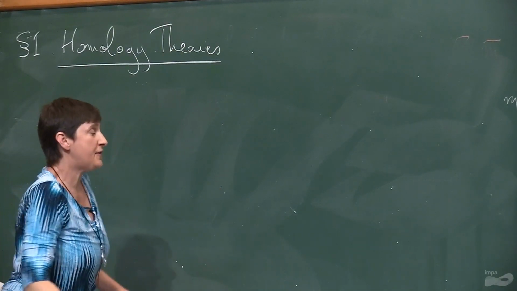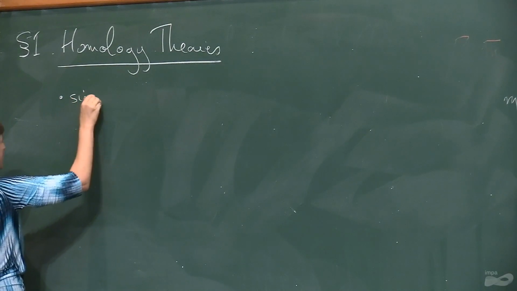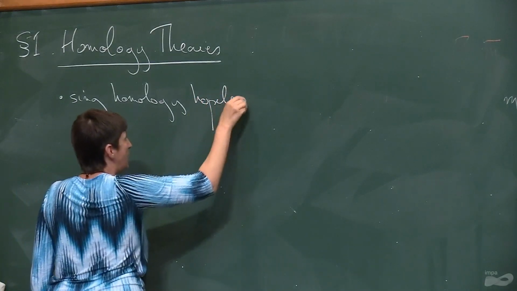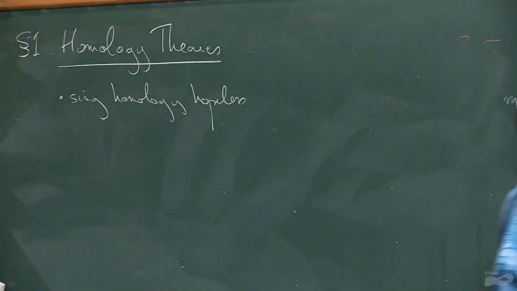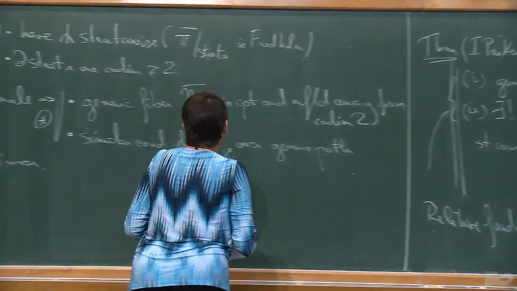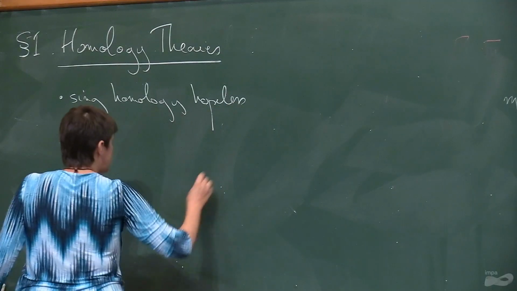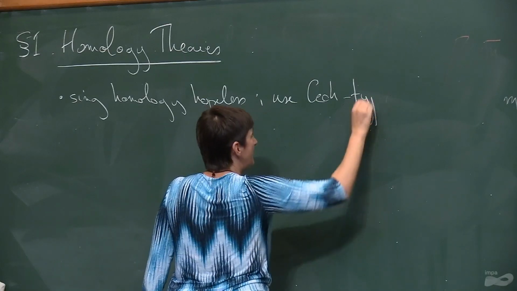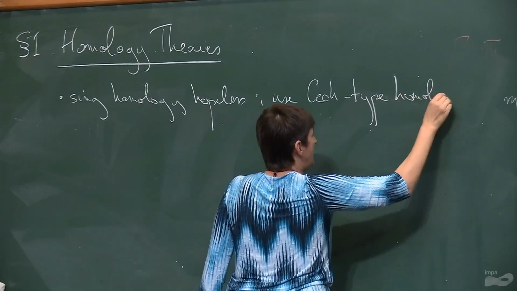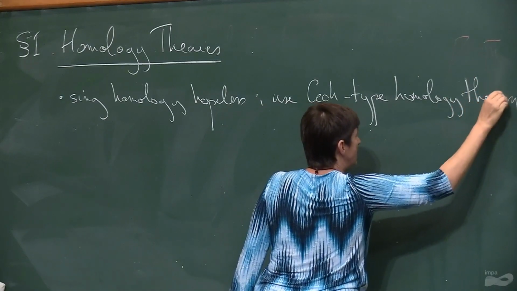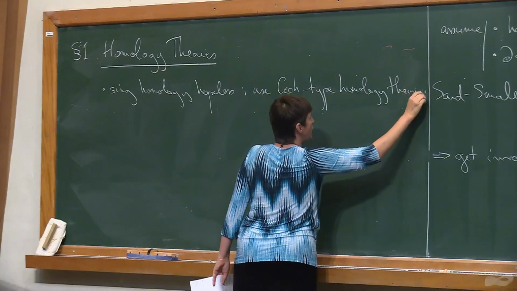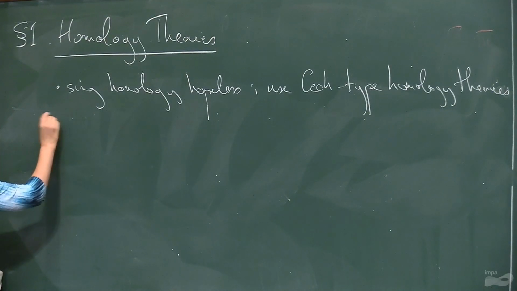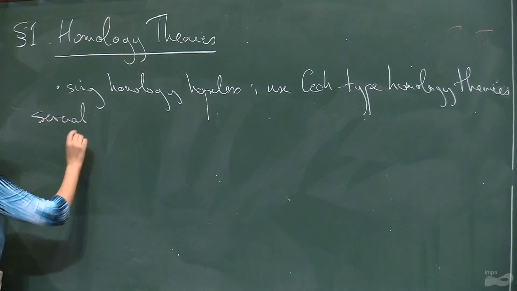Okay. So first of all, I should say that singular homology is hopeless. If you want to use singular homology, a result of this form is just absolutely not going to happen. So it's better to use what's called Czech type homology theory. These sometimes are called type 2 homology theories. There are several of them and natural maps between them.